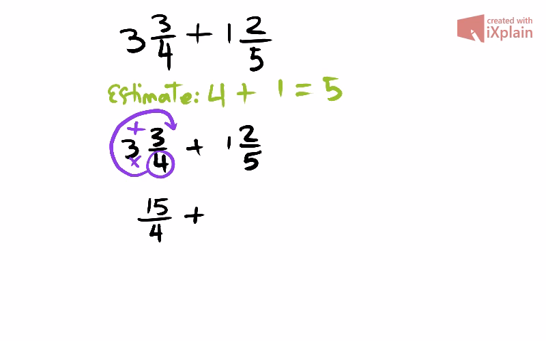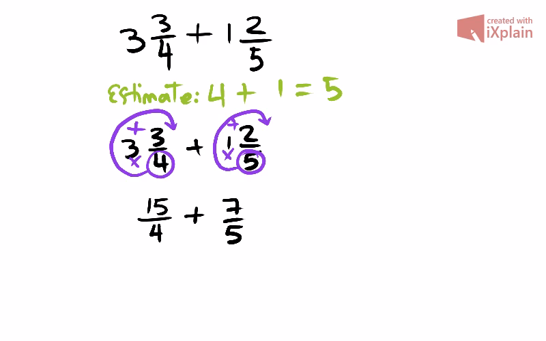We do exactly the same with the other fraction. Start with the 5, go around clockwise. 5 times 1, 5, plus 2, 7. So we have 7/5. For all operations we do with fractions, with mixed numbers, it will always be easier if we change them to improper fractions. So that's the first step, always change the mixed numbers into improper fractions.